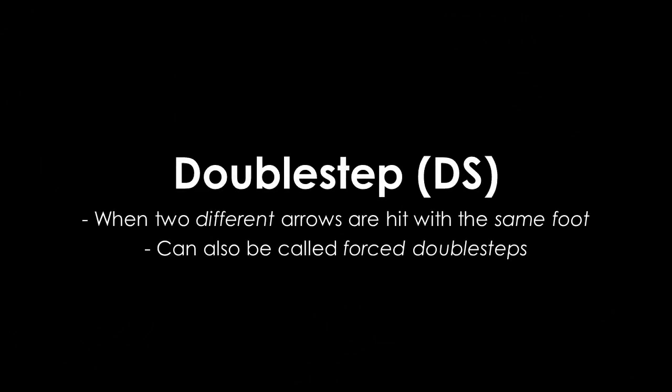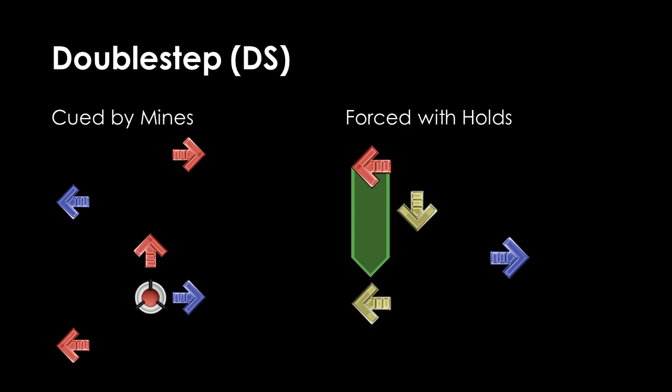Doublesteps are when two different arrows are hit with the same foot. They can also be called forced doublesteps. Doublesteps can be marked in a couple ways. One way is with the mind cueing when a foot should be released from an arrow. Another way is through a hold. One foot stays on a hold while the other foot is forced to hit the other notes.